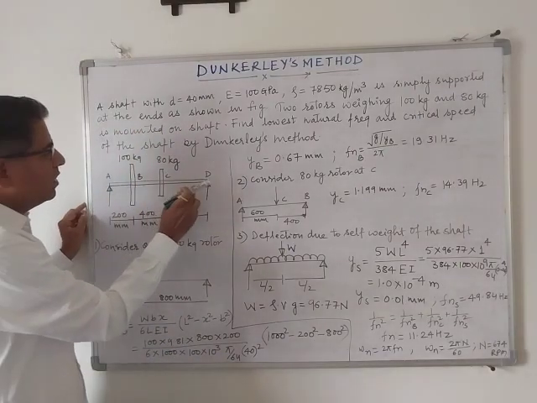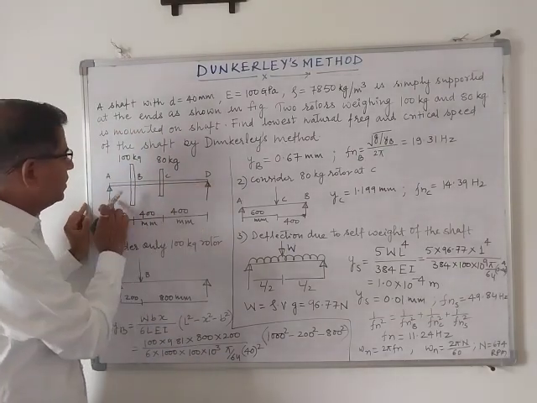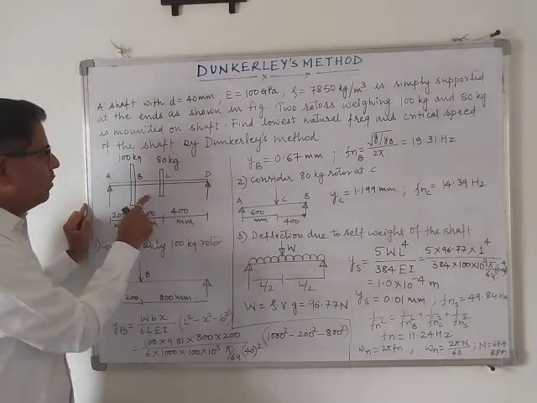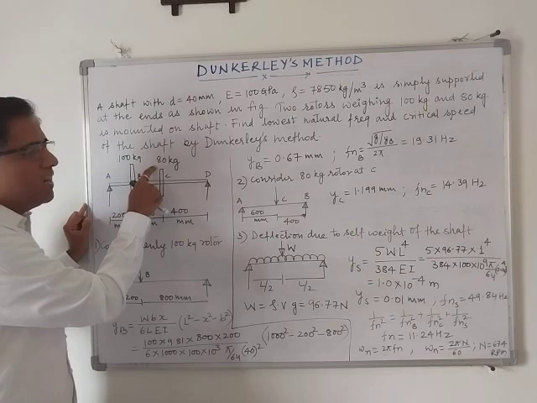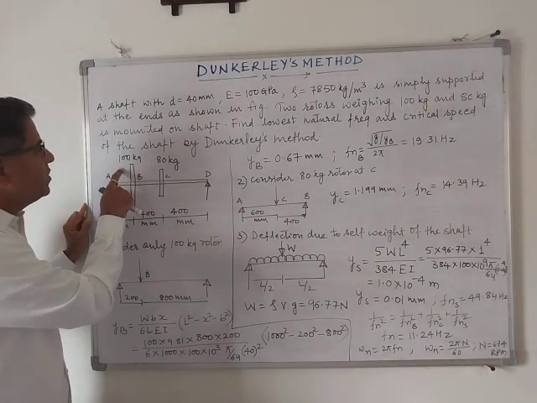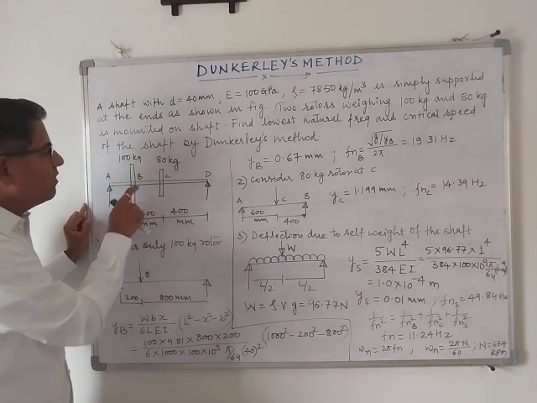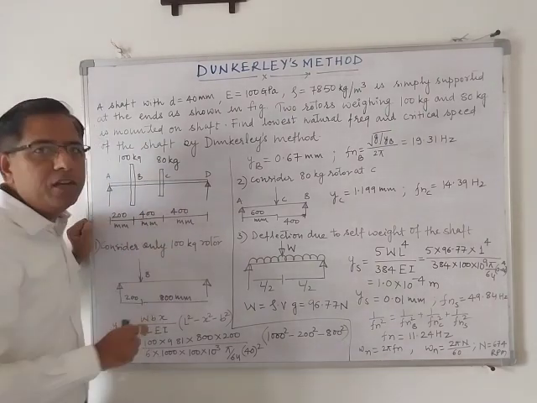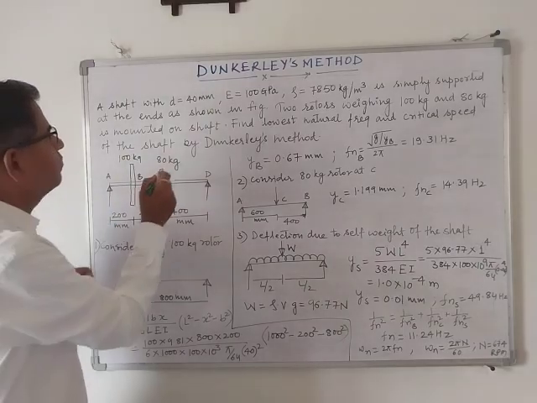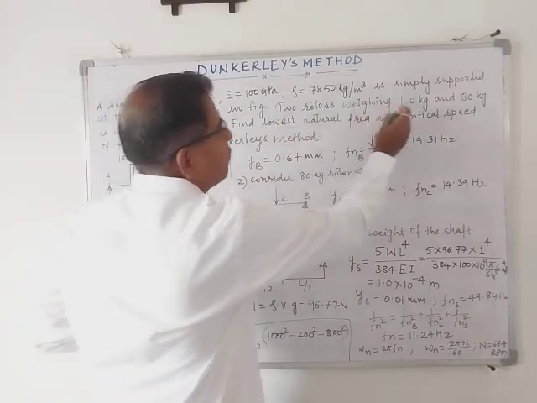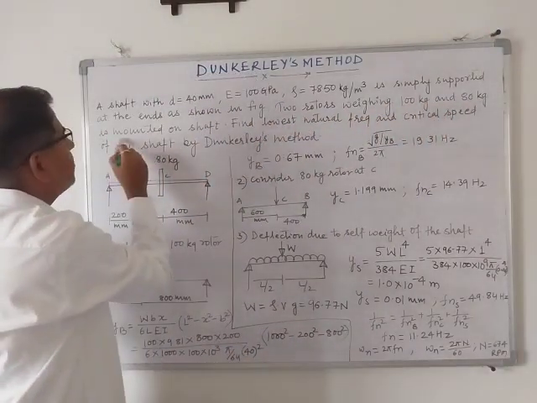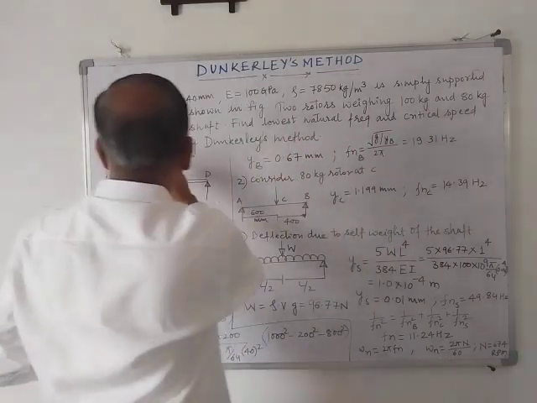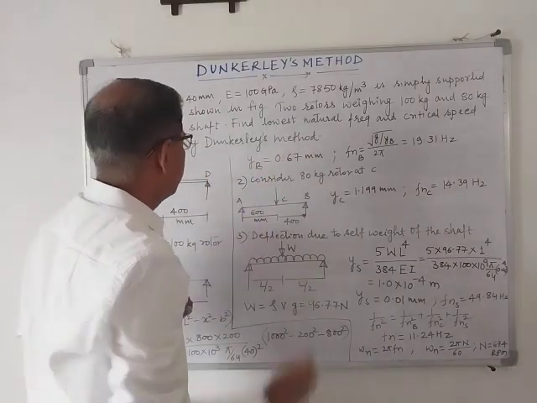So here in the figure, the shaft is simply supported, and on this shaft there are two rotors. One is of 100 kg, another is of 80 kg. The 100 kg rotor is mounted on the shaft at point B, and the 80 kg rotor is mounted at point C. So two rotors weighing 100 kg and 80 kg are mounted on the shaft. Find the lowest natural frequency and critical speed of the shaft by Dunkerley's method.